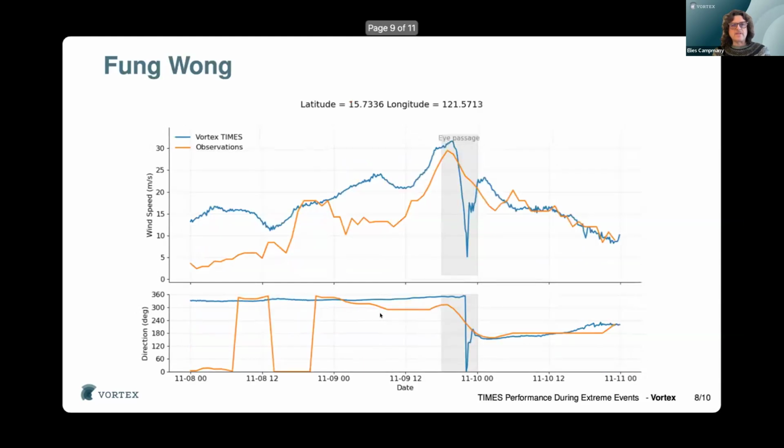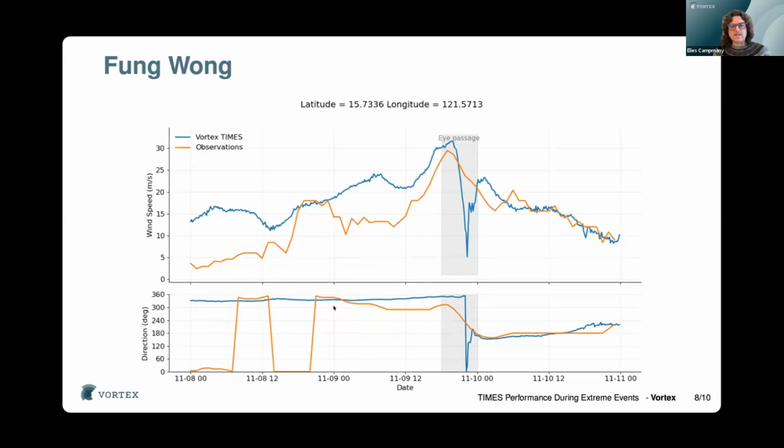And the last episode is for Fung Wong. Here it is more evident, the eye passage. You can see that there is a huge dip in the wind speed, and also a dramatic change in the wind direction. This is so typical of a typhoon passing, that the wind direction changes between before the passage and after the passage.